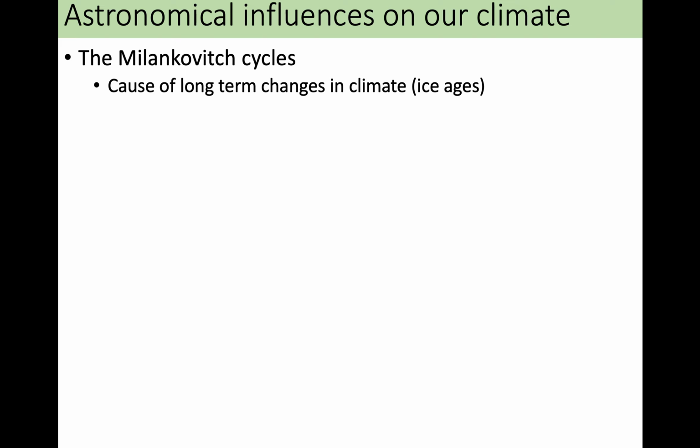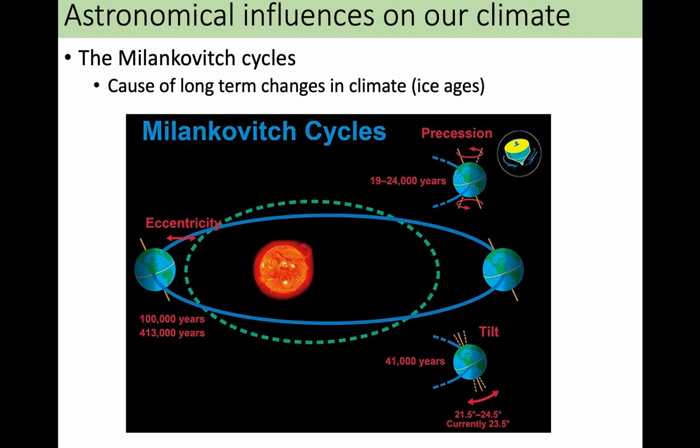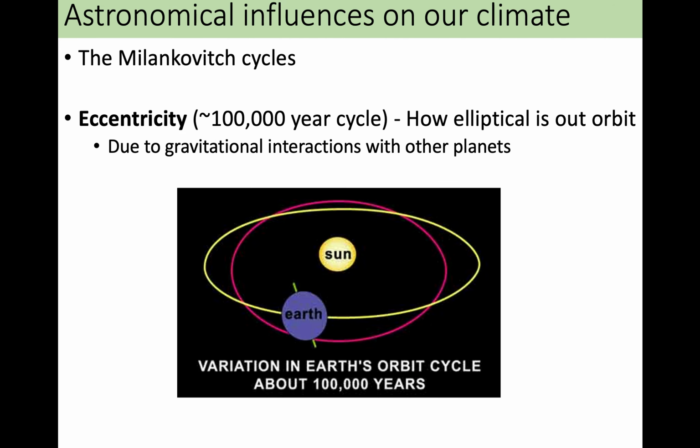For example, ice ages. These 3 Milankovitch cycles are eccentricity, which is the change in our orbit, tilt or obliquity, which is the change in the angle of our tilt, and then precession, which is what we talked about earlier. It's the change in where our pole is actually pointing. So let's get into them a little more.